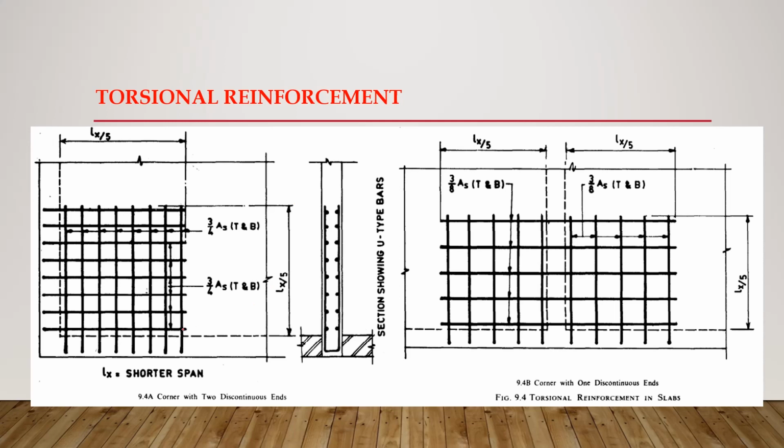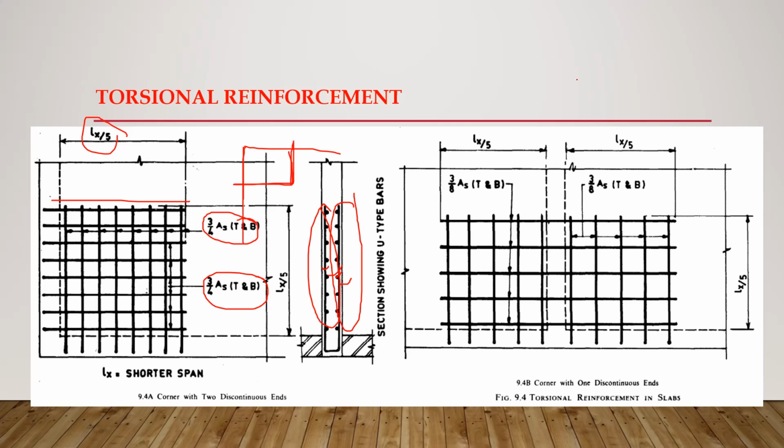You can see here 1 layer, 2 layer, 3 layer, 4 layer. This is placed at the bottom and this is placed at the top. And the area shall be 3/4 of the area for mid-span moment. And these should extend at least up to a distance of 1 by 5 times the shorter span. So this reinforcement is the case when both edges of these corners are simply supported.